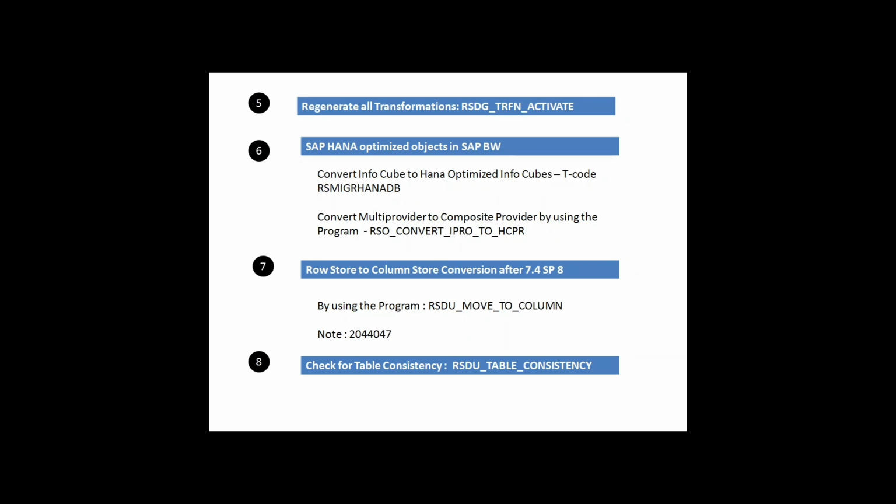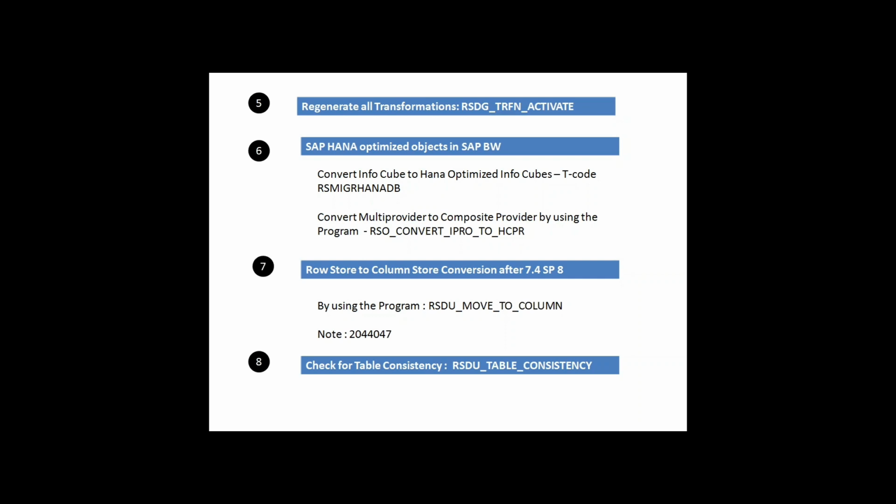Statistics tables are like system tables, but I'm using them more for reading. So I want to convert them to column store. Then I can use this program. If you have certain row store tables and you want to convert them to column store, I can use this program. Okay. And we don't know if there might be some tables having some inconsistency. To solve all the inconsistencies on the tables, we use this program RSD underscore table underscore inconsistency. This is a program to check the inconsistency of all the tables.